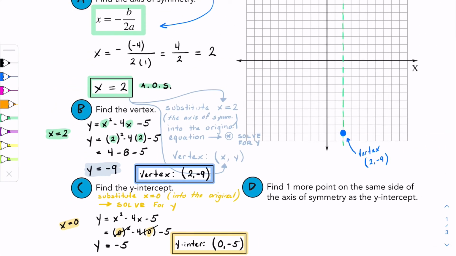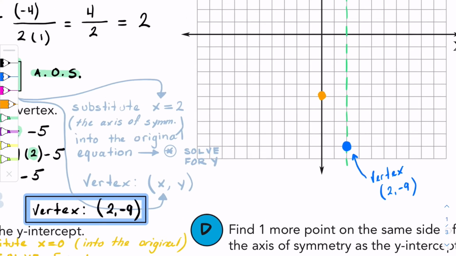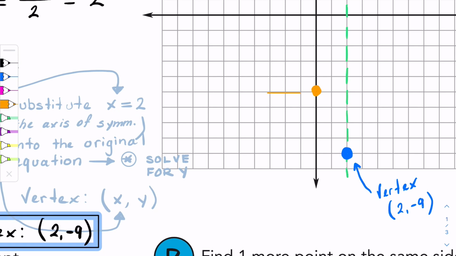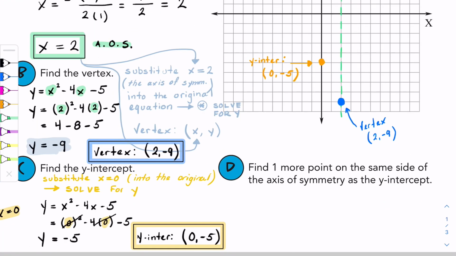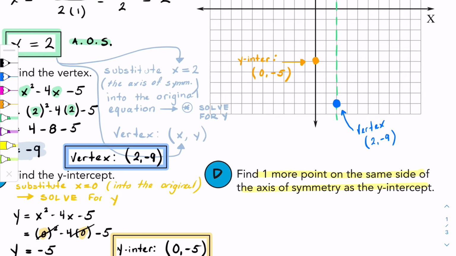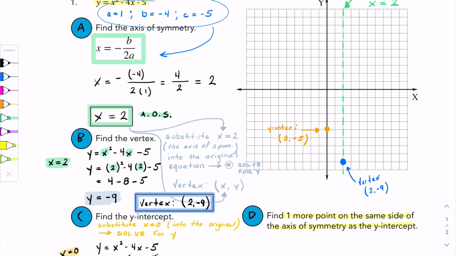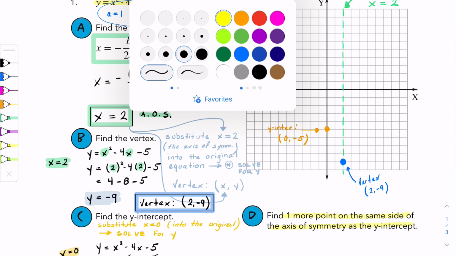Zero, negative 5 is right here on the graph. We're going to label that as our y-intercept. Next, we need to find one more point on the same side of the axis of symmetry as the y-intercept. So using my highlighter, I'm going to indicate what I'm talking about here. Here's our axis of symmetry.